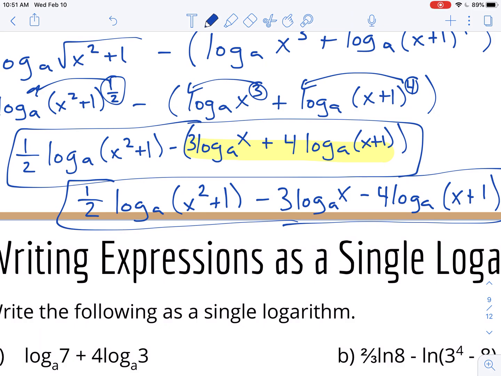However, many mathematicians, and the book kind of argues this as well. The book's technically correct answer is when you have that minus 3 log base a of x minus 4 log base a of x plus 1. But I think at the end of the day, that's just splitting hairs. So I will accept either answer. It's your own personal preference, whatever makes more sense to you, as long as you are correct.